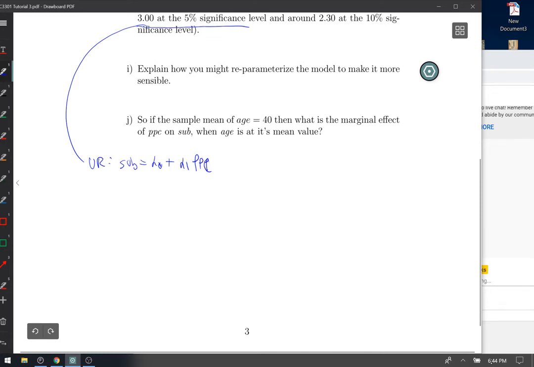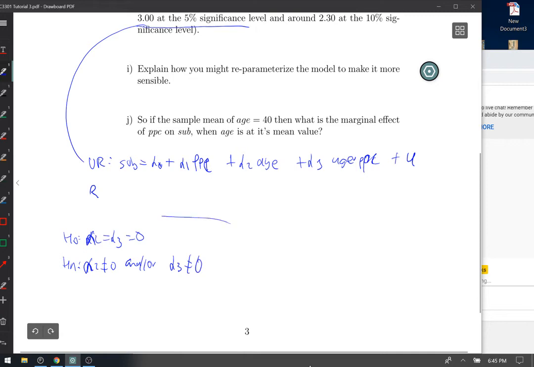So let's just give a bit more detail, because the solutions are quite brief on this, plus alpha 2 age plus alpha 3 age.ppc, plus the error term, call it U. Then our restricted model, well, the restriction is that alpha 2 equals alpha 3 equals naught. That the coefficients on age and age.ppc are naught. So this is our null, and our alternative then is alpha 2 doesn't equal naught, and/or alpha 3 doesn't equal naught. So this is what we want to test.